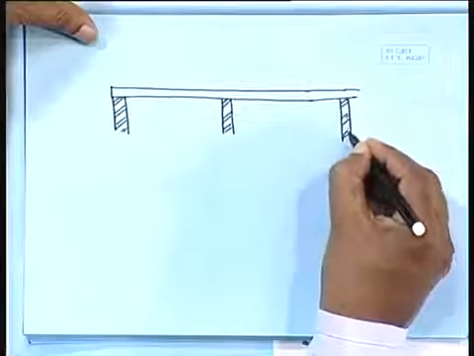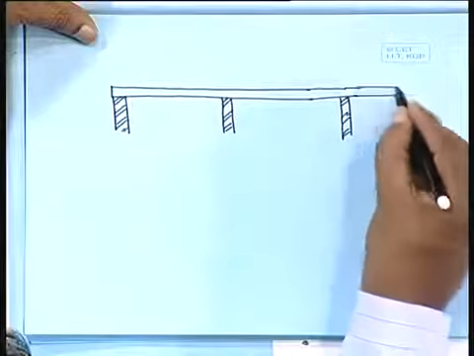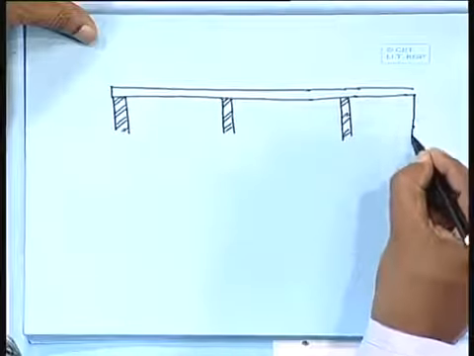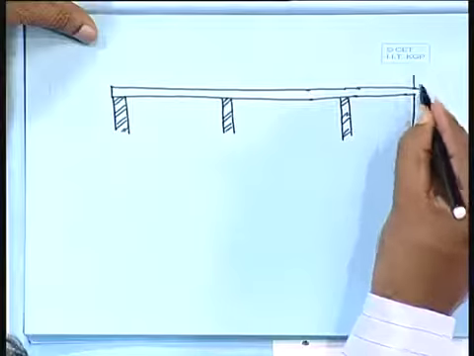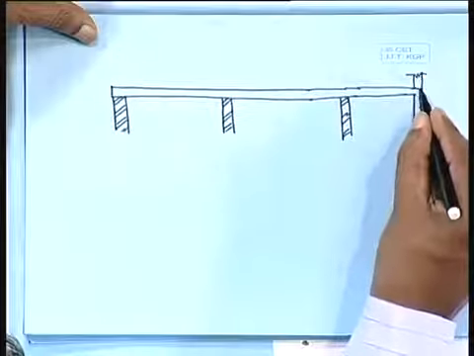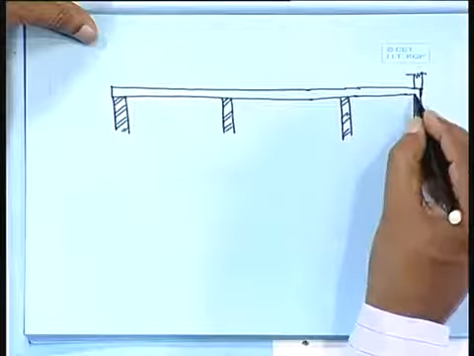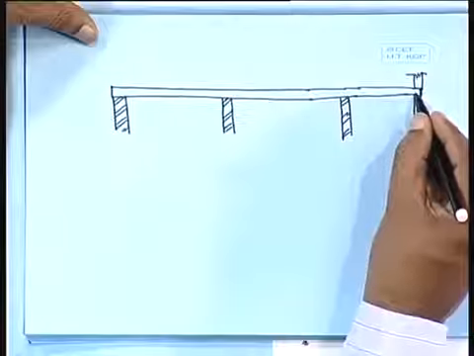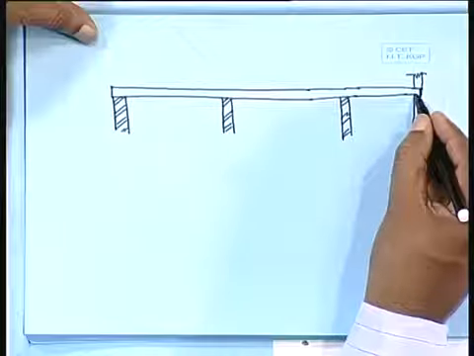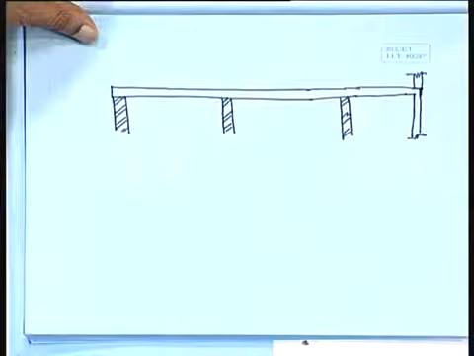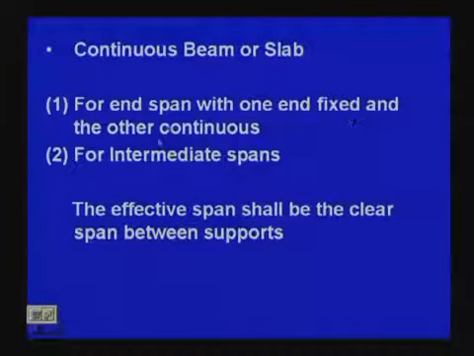So, we can go like this. Let us say stop it here. Let us say there is a column here. I can put it like this just to make it. There is a column here, a column this side. So, that means I can say this side is fixed. So, in this case we can say for end span with one end fixed, and the other continuous, or for intermediate spans, the effective span shall be the clear span between supports.